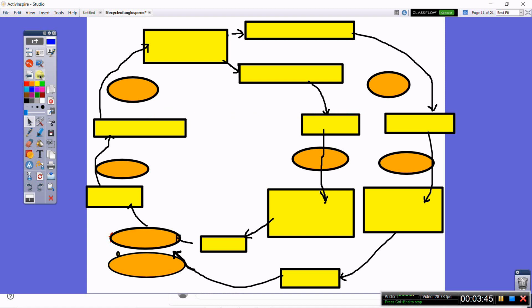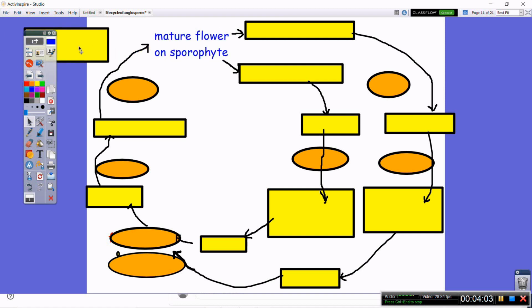So find your life cycle. All right, we're going to be filling this in together. So I know I normally do this at the end of notes, but for this, to me, it made more sense to do at the beginning, and then I can go into some more detail about specifics of this life cycle. So we're going to start up here. This is the mature flower on your sporophyte. So the sporophyte, once again, is going to be the dominant generation here. And we're talking about flowers as the reproductive structures, not pine cones.